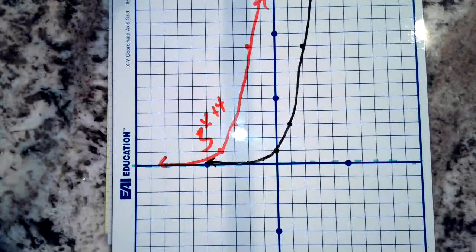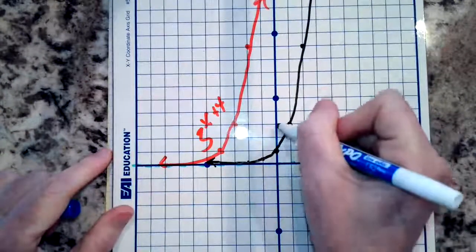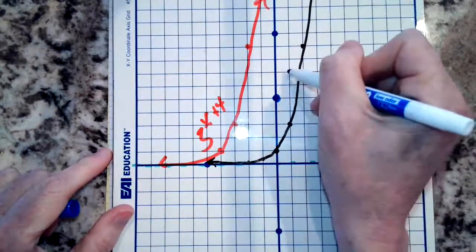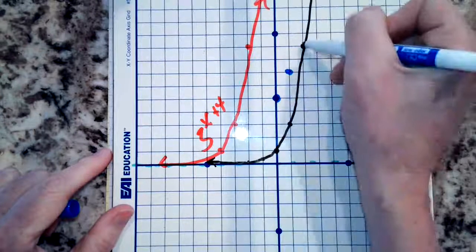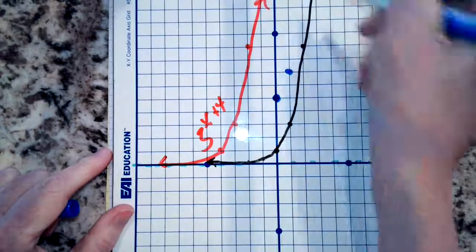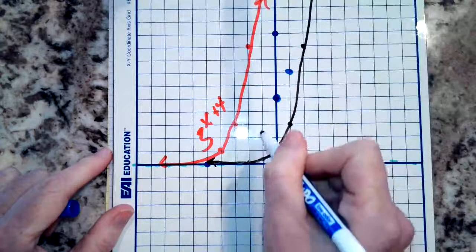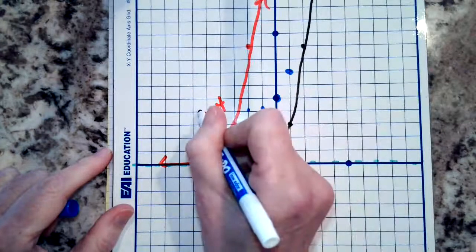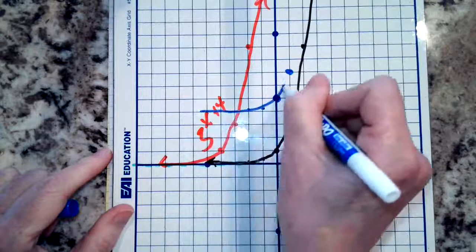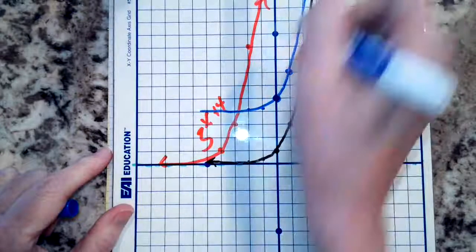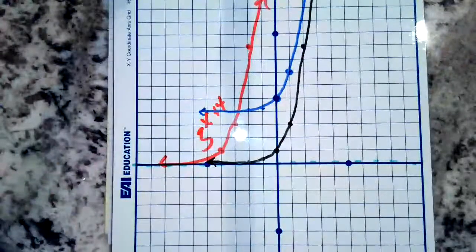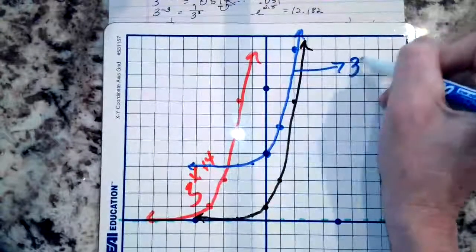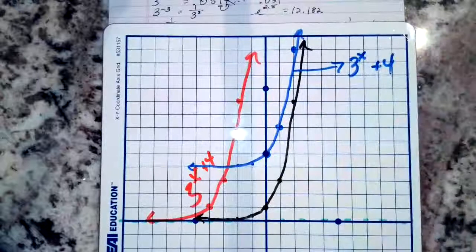So this guy will go 1, 2, 3, 4 right to there. This guy 1, 2, 3, 4 right to there. This one 1, 2, 3, 4. This guy, same thing. And this guy. So something like that. This blue one right here is 3 to the x plus 4.